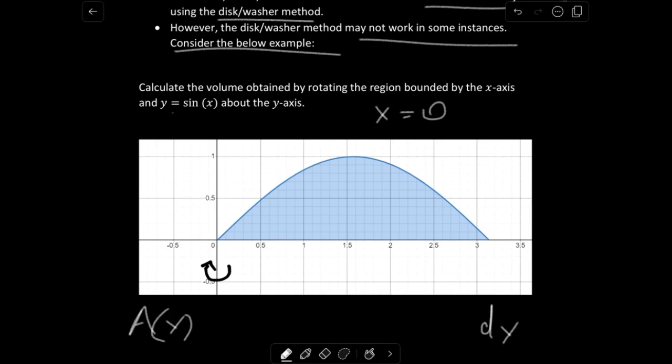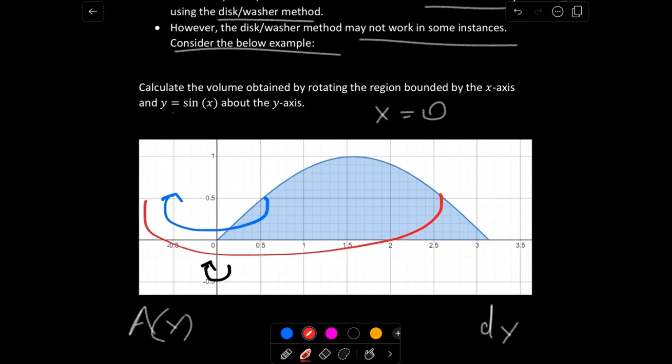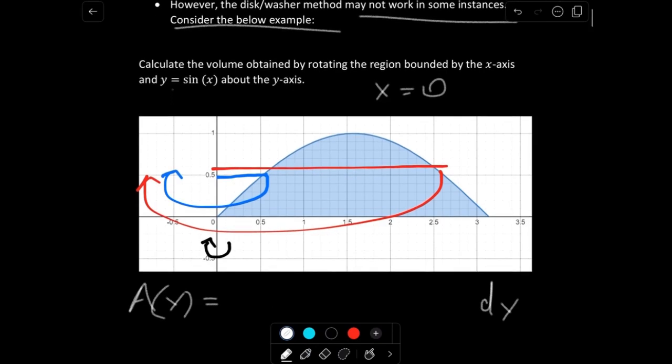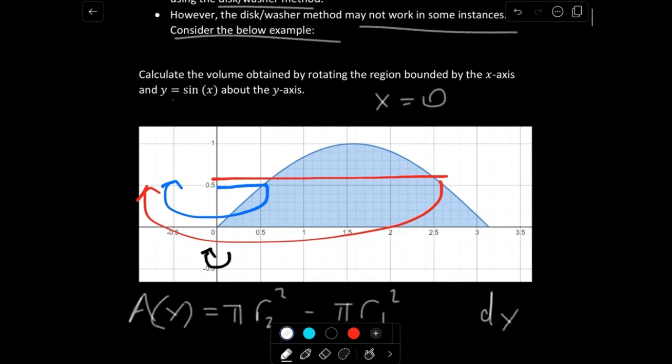Now let's take a closer look at what happens when I actually rotate this figure. If I rotate this figure, firstly, this portion is going to be rotated, and then the outer portion is also going to be rotated. So the three-dimensional object is going to look kind of like a washer. We're going to have an inner radius and an outer radius. My cross-sectional area is going to be in the form pi r2 squared, where r2 is my outer radius, minus pi r1 squared, where r1 is my inner radius.